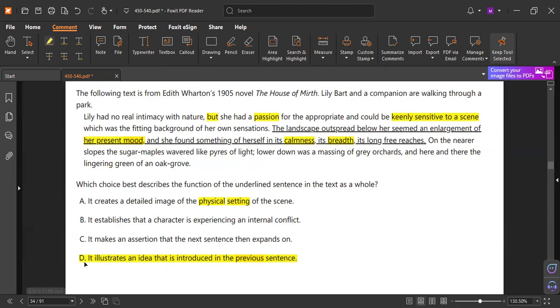But wait, why is C wrong? It makes an assertion that the next sentence, no, the next sentence does not. You feel it? Yes. What's the phone? So that is the melody. Now let's go for the next.